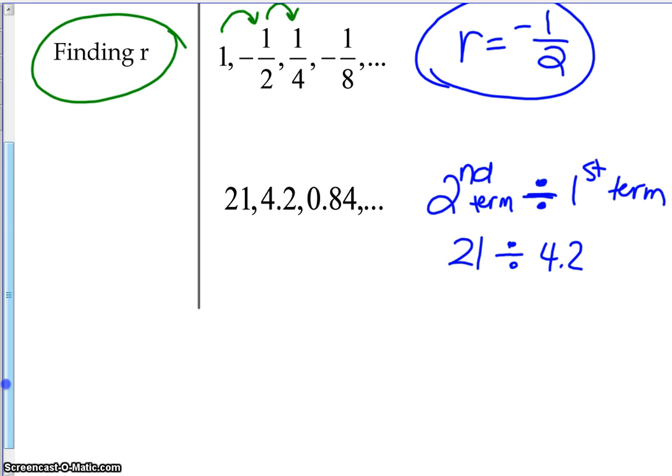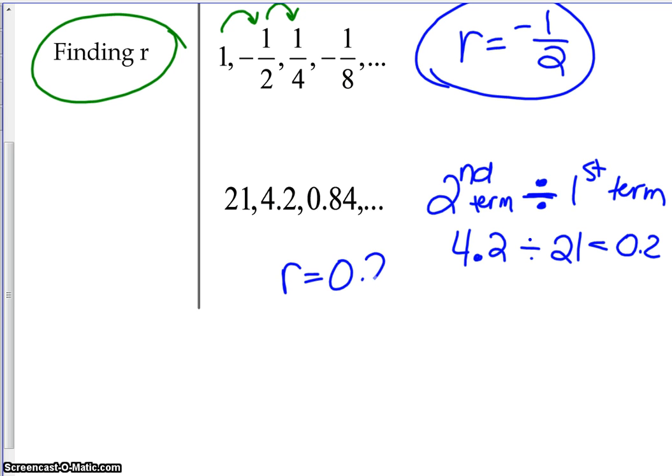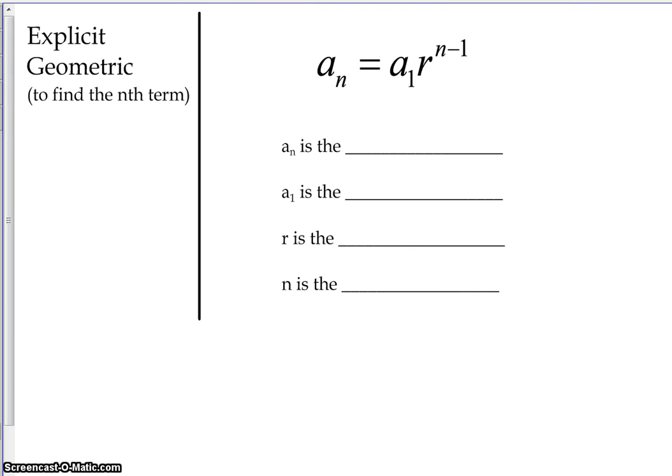Oh, and I just realized I did that backwards. I'm sorry about that. We actually need to take the second term, 4.2, and divide it by my first term, 21. So 4.2 divided by 21 is 0.2. So in this case, our r is 0.2. We're multiplying by 0.2 each time.